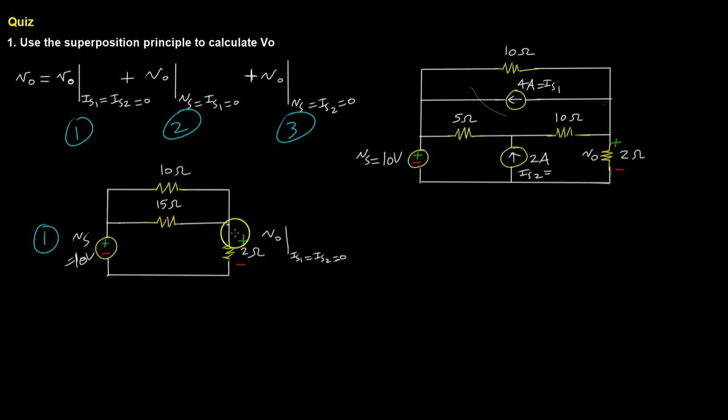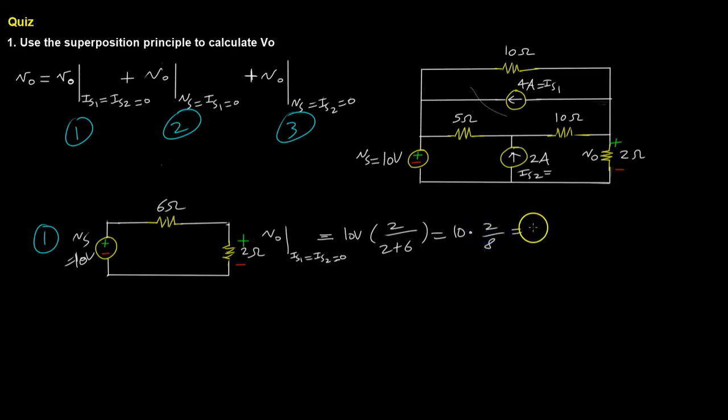I'm not going to write it out multiple times because we have really low space. So okay, having simplified all the resistances, we can see that we have a simple voltage divider now. And so this particular output is going to be the source, which is 10 volts, times 2 over 2 plus 6, which is 10 times 2 over 8, which is 10 over 4.